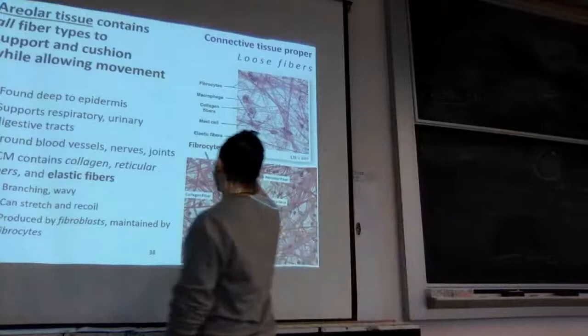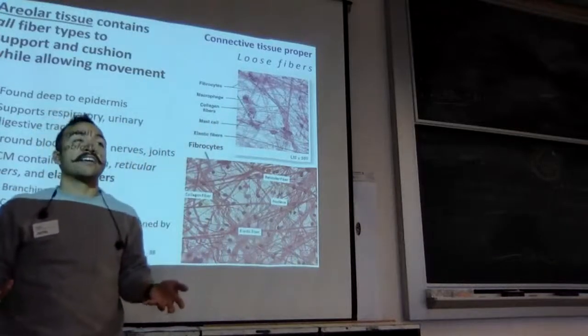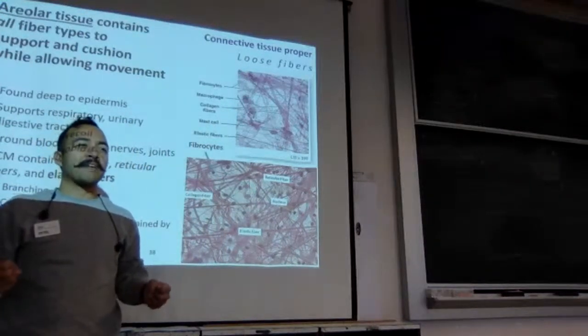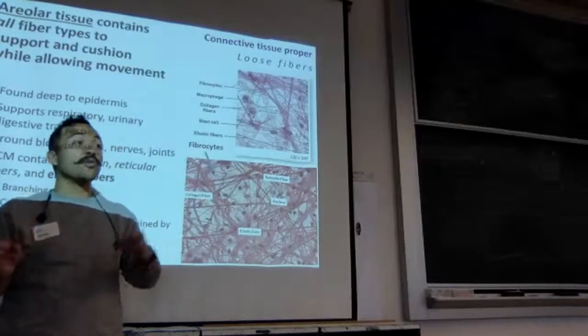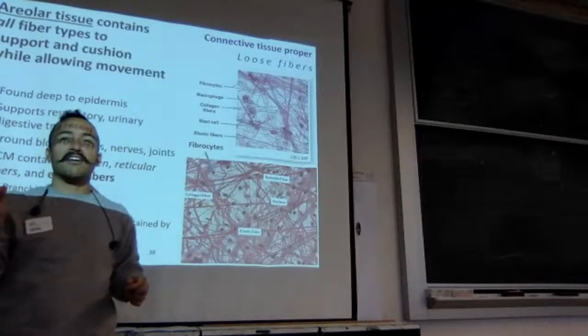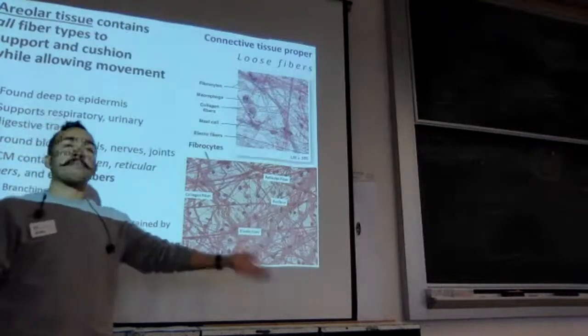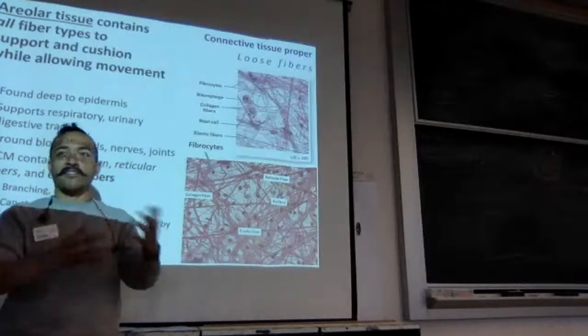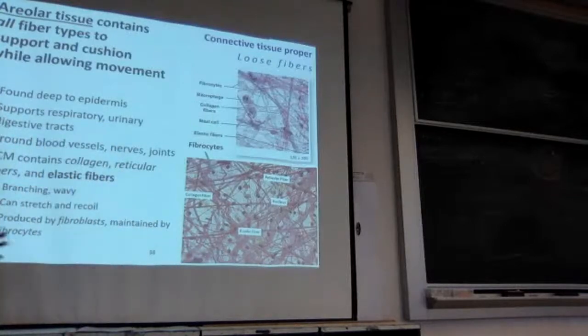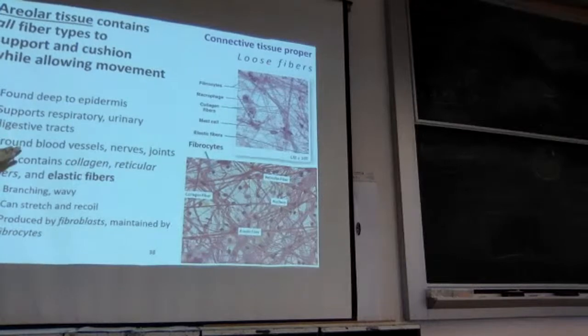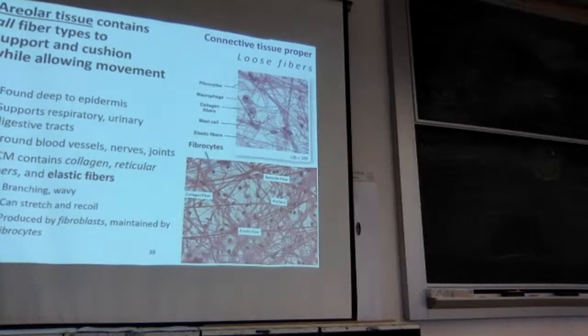By having all three types, that allows it to do a lot. Think of this as a jack of all trades, master of none type thing. It can do everything a little bit well. It's not the best at providing the most intense support. It's not the best at being the most flexible. It's all this in-between cushion, your basic standard do-everything cushion. You find it deep to your outer layer of skin, the epidermis, so I'll point that out later on. It helps support all your tracts. It's found around blood vessels and nerves and joints. It's just a basic cushion.